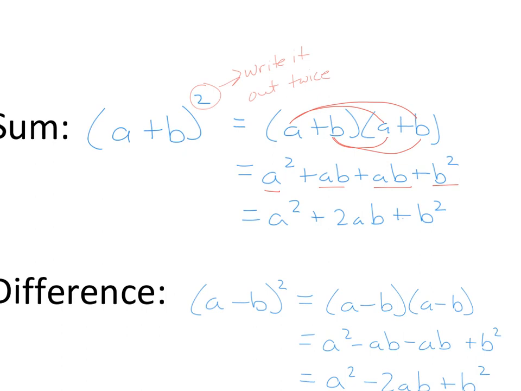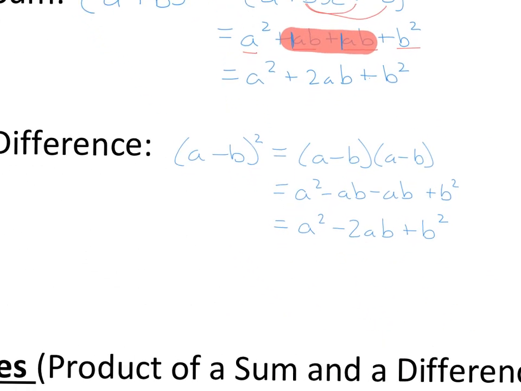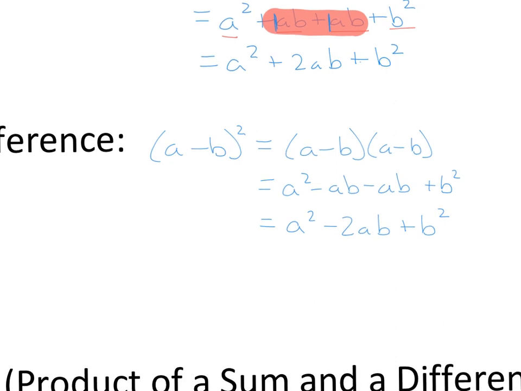And then, as always, just like we did in the last section here, you need to combine like terms. So ab plus ab is 2ab. So just keep in mind that there is a 1 in front here and here, so 1 plus 1 is 2. Okay? So again, this is a perfect square because we have a square, perfect square, sum. Okay? So now, perfect square difference is the same thing.